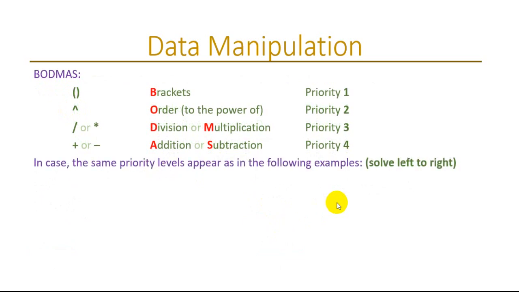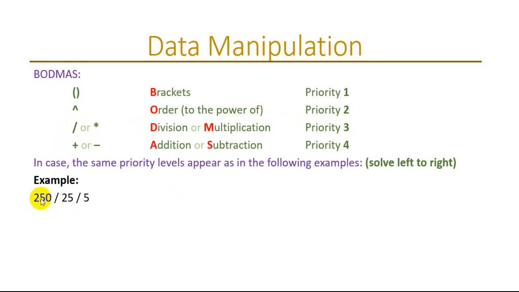Then what happens if we have arithmetic operators of the same priority level in the same line? For example, we have 250 divided by 25 divided by 5. Do we do 25 divided by 5 first, or do we do 250 divided by 25 first? Do we do this division first or this division? Division is the same priority anyway. Even if it is a multiplication, we have the same issue. If you have multiplication here, do we do the multiplication first or division first? We can't decide that, because both division and multiplication are the same priority, priority number 3. So which one do we do?